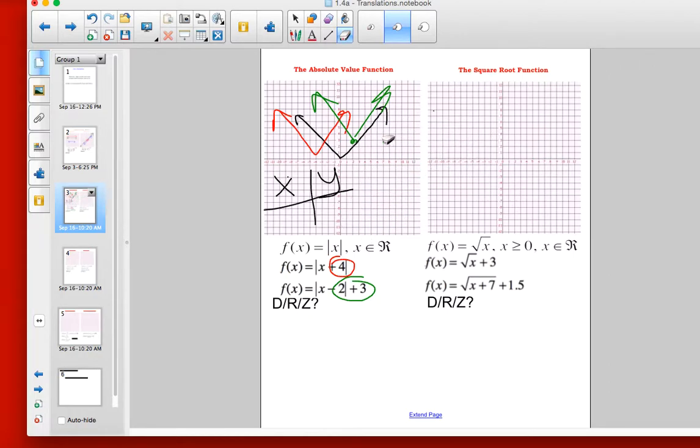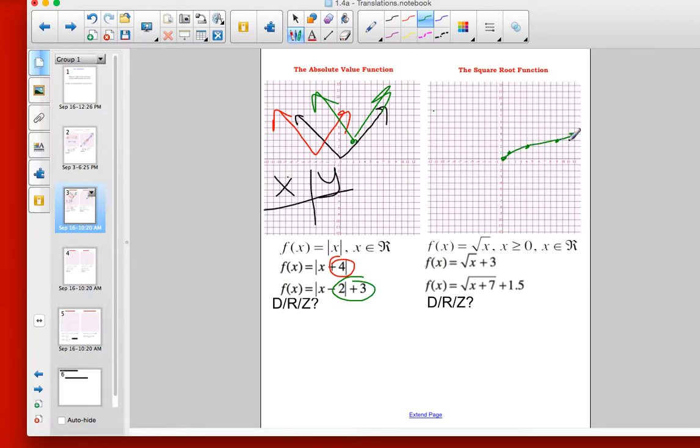All right, so the next one, square roots. If I have the square root of x, you can have a few points here. You're going to have (0, 0), (1, 1), (4, 2), and (9, 3). Those are just points on the square root of x.